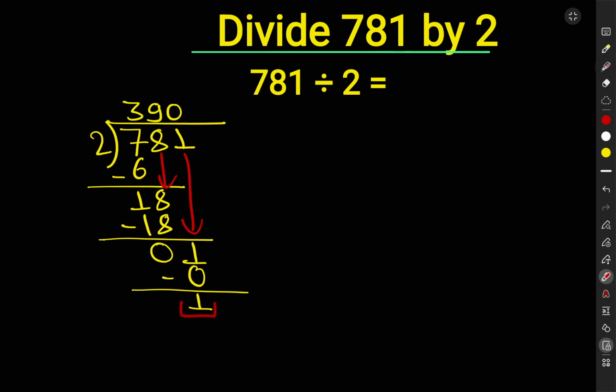So now this 1 is less than 2 and there is no other number to put it down. So we take here decimal so that we put 0. So it is 10 and 2 times 5 is 10. On subtracting it is 0.